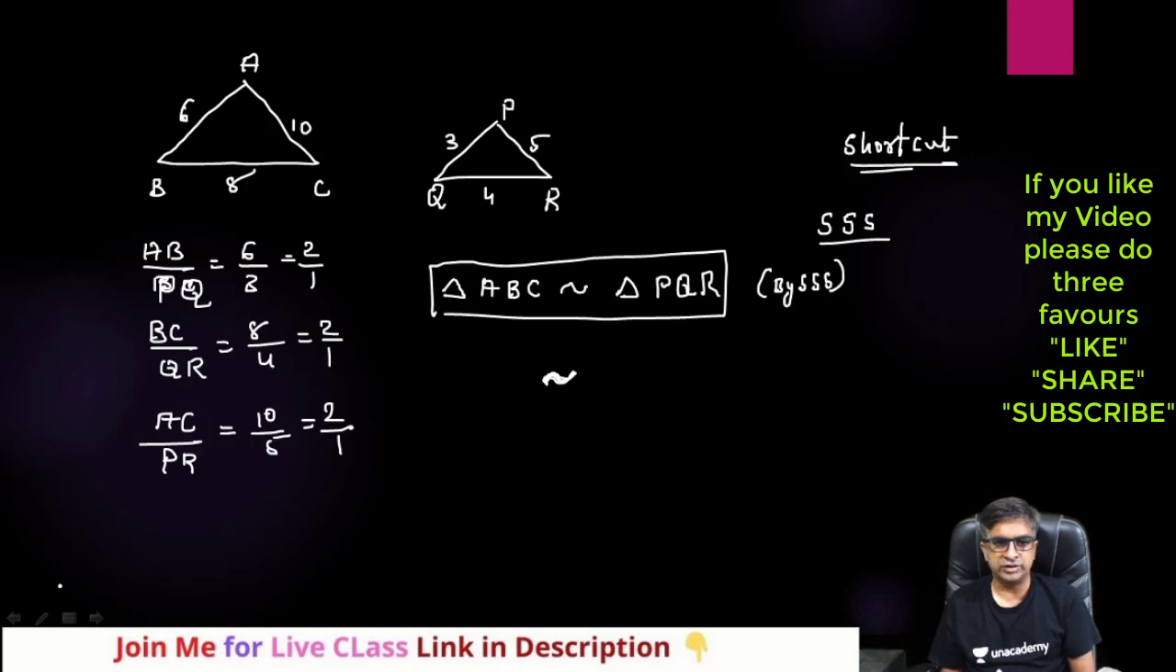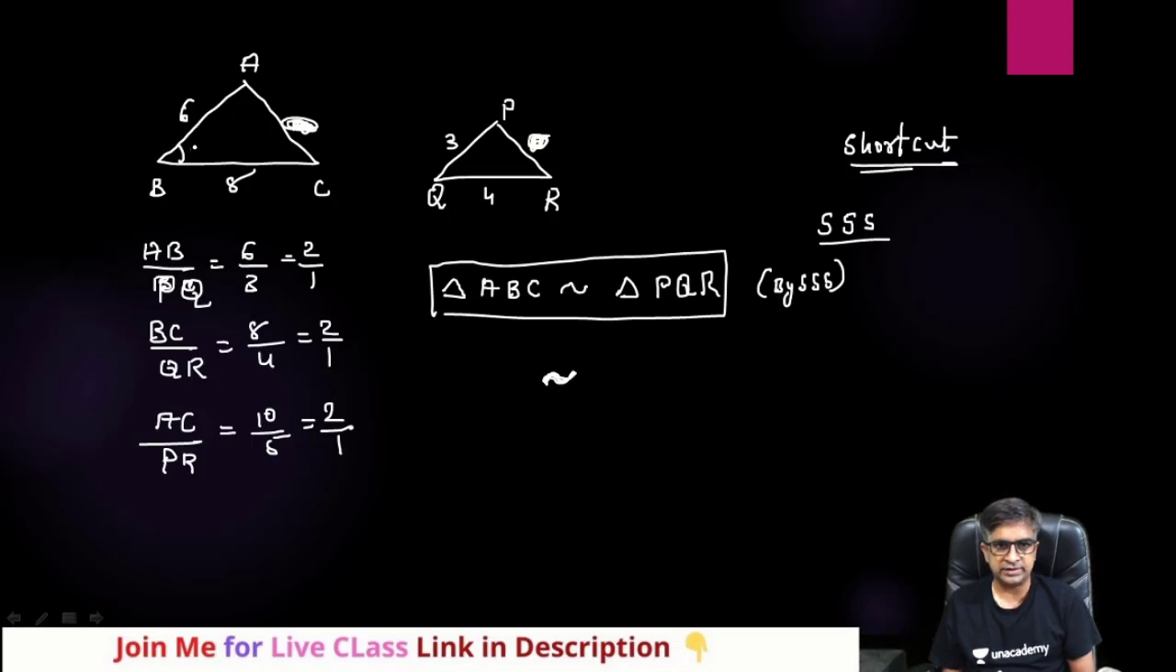If you don't have all the sides, if you don't have these 2 sides, but if you are having these 2 angles equal, 50 degree and 50 degree, then also you can say these 2 are similar by side angle side. Means 2 sides should be proportional. Here we know that AB upon PQ will be 6 by 3, 2 by 1. So these sides are proportional.